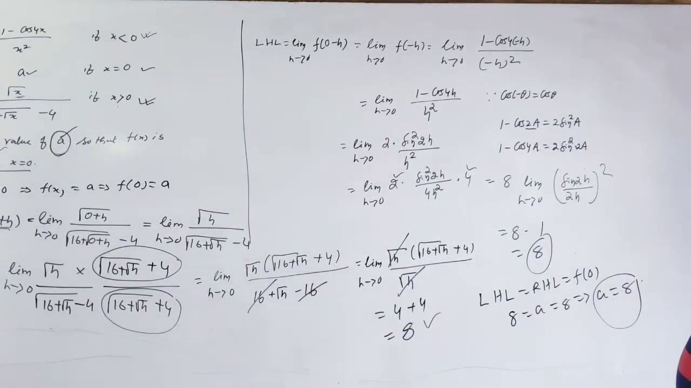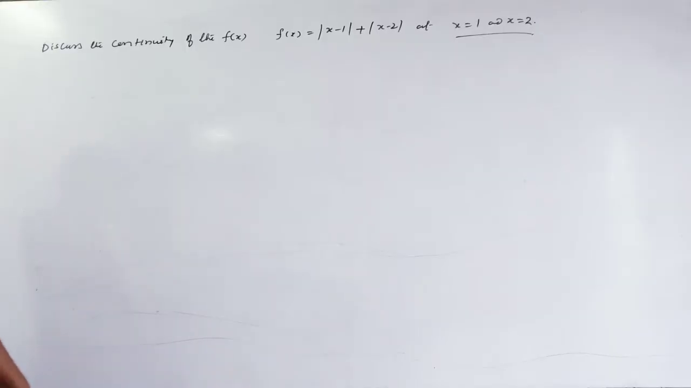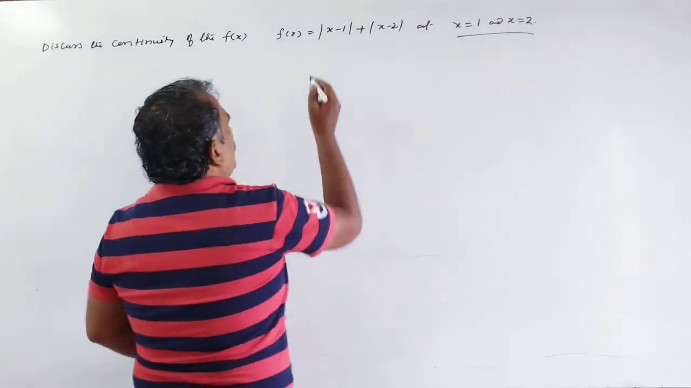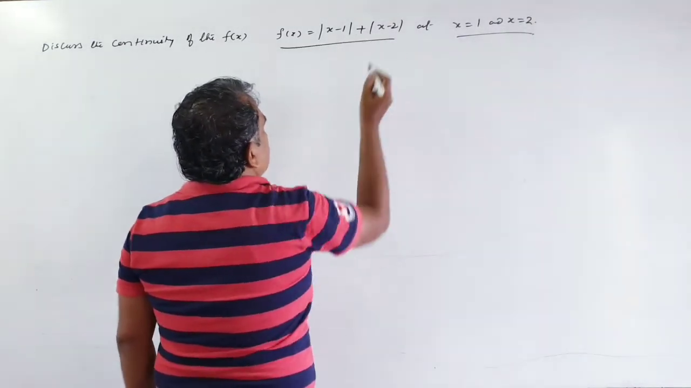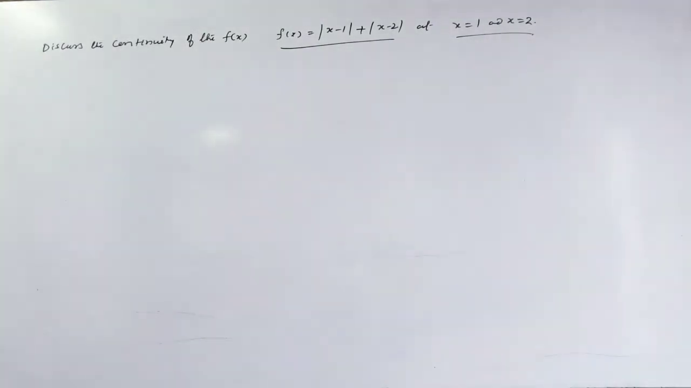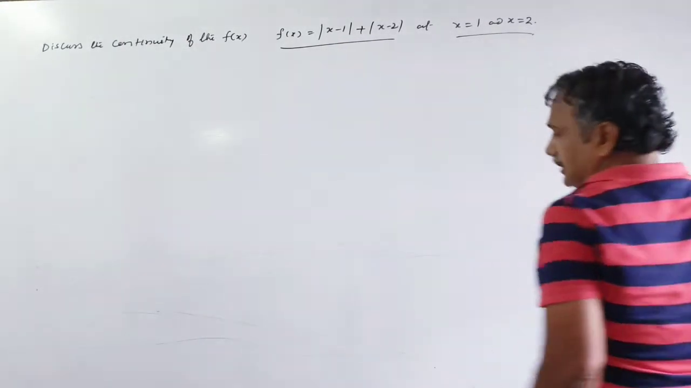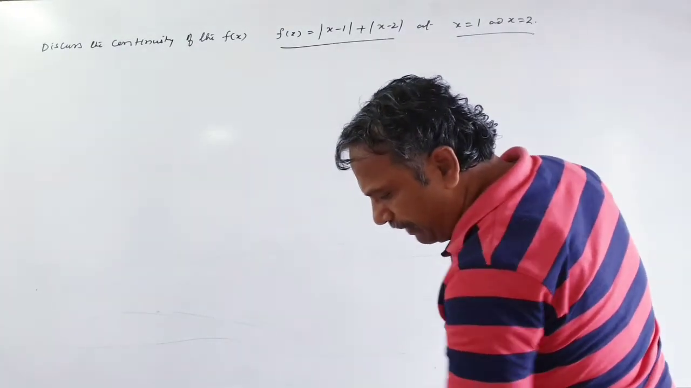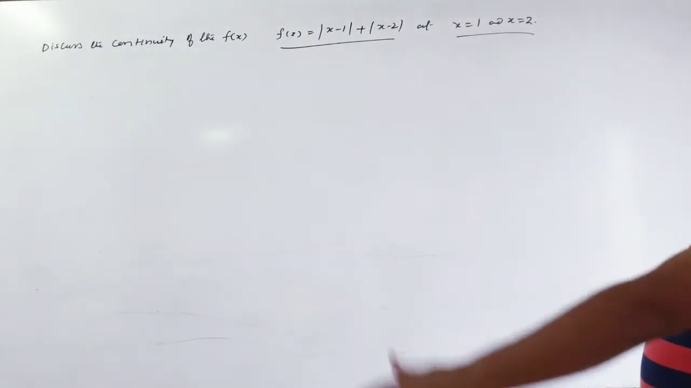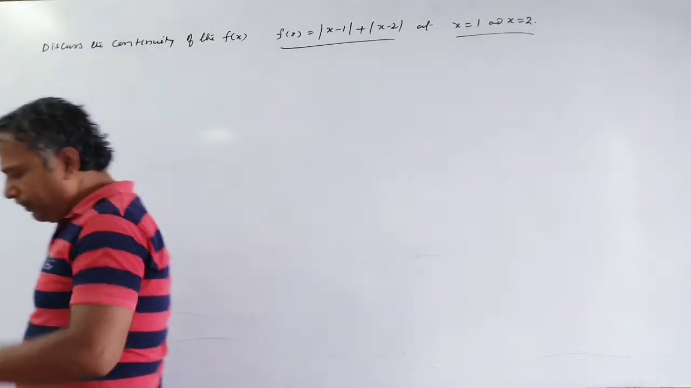Okay. Next, another example is: discuss the continuity of the function f of x equal to mod of x minus 1 plus mod of x minus 2 at x equal to 1 and x equal to 2. So there are two critical points, 1 and 2. Suppose we define the function.